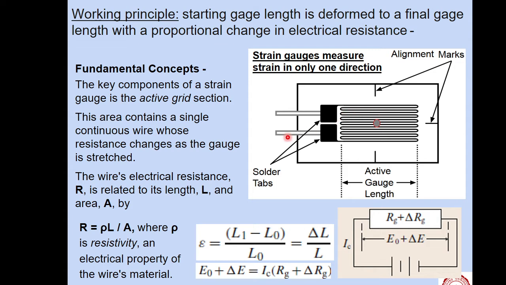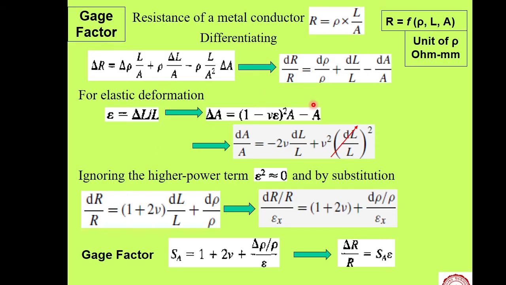Of course, this is easy for a uniaxial stress field. For a biaxial stress field, this is not so easy, but that part we will discuss afterwards. Now let us see what is the change in resistance. The resistance of the conductor is given by this relation, and there is a change in resistance. That change in resistance is coming from the change in these three parameters: the resistivity, the length, and the area of course.